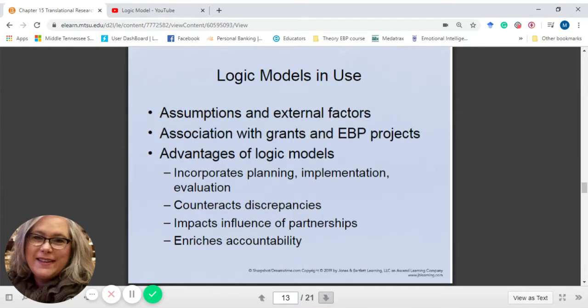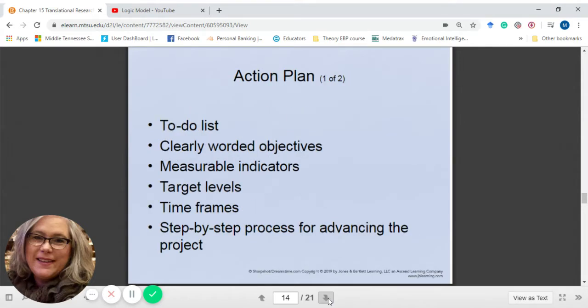And then we have assumptions and external factors. We look at grants for evidence-based practice projects. What are the advantages? We incorporate planning, implementation, and evaluation. It's an interdisciplinary approach. We look at discrepancies. How will that affect our partners? What are our stakeholders? It helps with accountability. This is the best way to do this, and everybody is on board with the process.